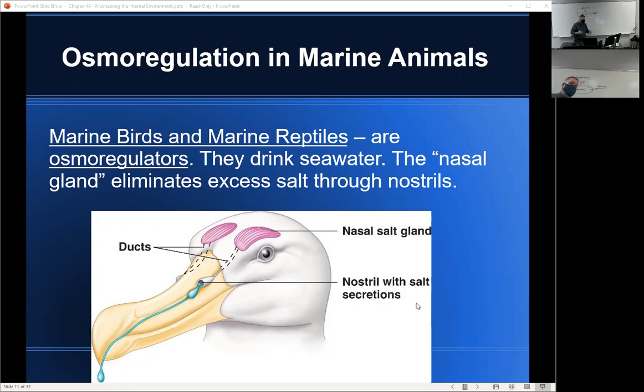All right. However, some animals like seabirds and marine reptiles, like the Galapagos iguanas, can drink seawater just fine, but they have special glands that remove excess salt from the water, and then the excess salt is secreted out of their nostrils, from their nasal glands.